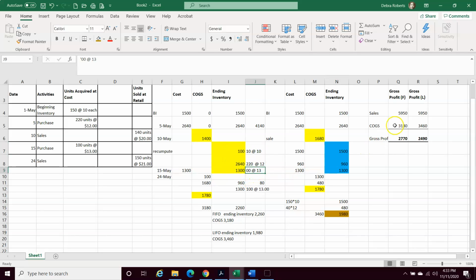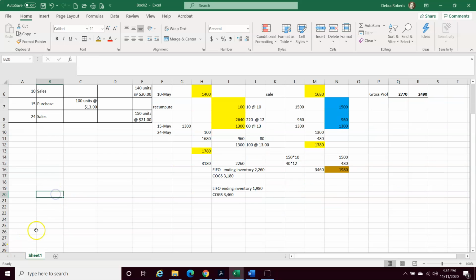And it reflected so in the cost of goods sold and the gross profit for both of these methods. So in general, in the case of rising prices, FIFO is going to give you a higher gross profit. And as far as LIFO is concerned, LIFO is going to give you a higher expense, in this case, cost of goods sold.